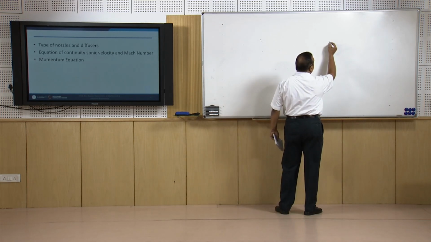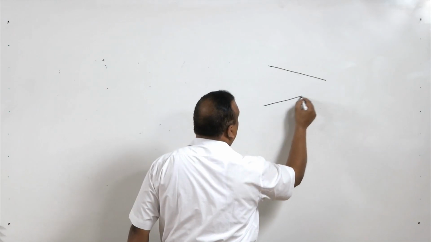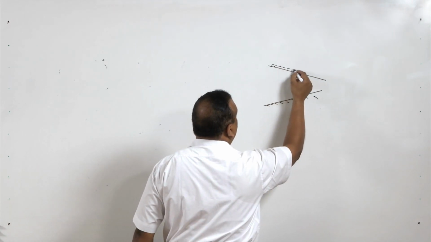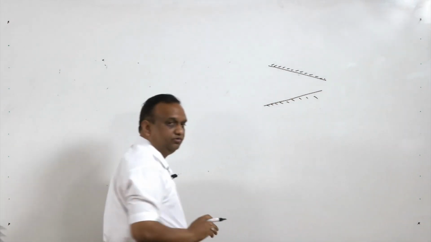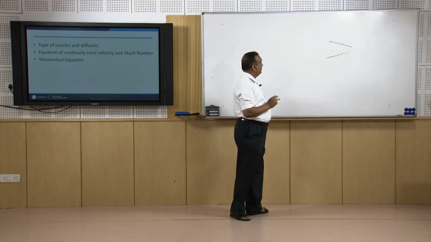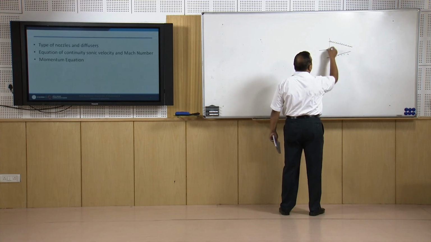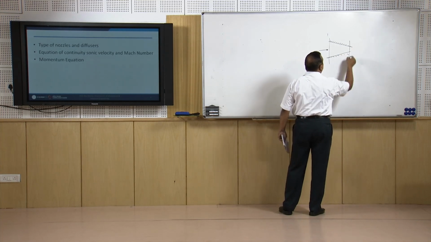Now, let us do first law analysis of the flow of fluid through the nozzle. Let us take a passage of varying cross section. The walls are rigid, there is no movement in the wall of the nozzle. Fluid is flowing in this direction. This is plane 1, this is inlet, this is plane 2 at outlet.